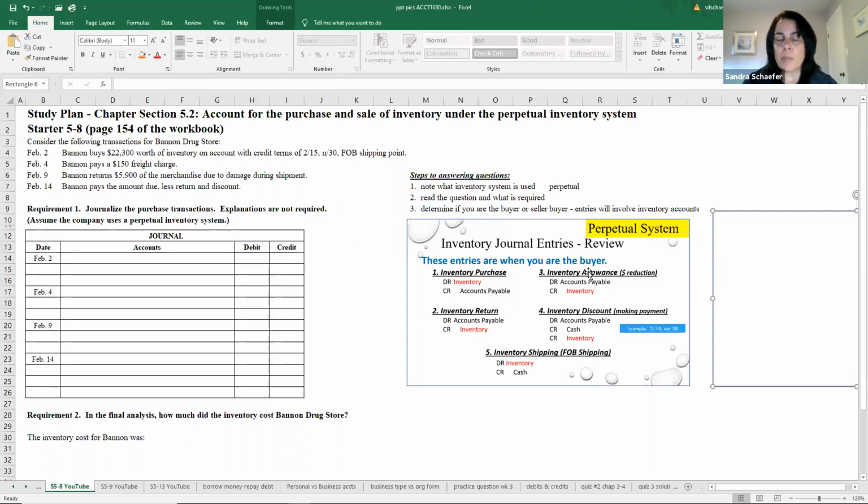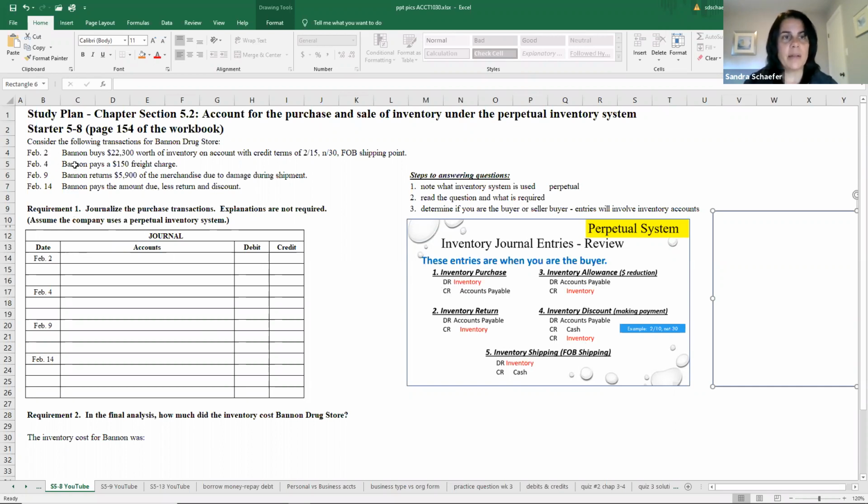When we are the buyer recording transactions, you'll note that the inventory account is involved in every single transaction. So it's kind of something I try and keep in mind. When I'm the buyer recording entries, I'm going to have the inventory account involved in all of the entries. So let's go up to the transactions and record these journal entries.